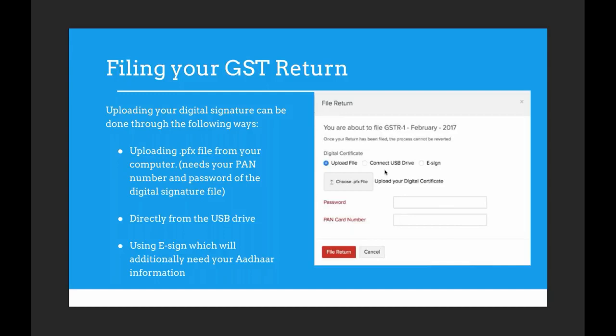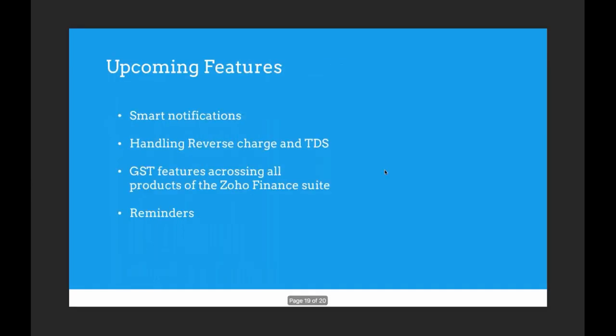So you can also connect the digital certificate from your USB, or you can use the e-sign to take care of it. And then these are some of the things that you can do within Zoho Books, and manage and file your returns directly from this particular app. So these features will be available to you from 15th of this month, so stay tuned for that.